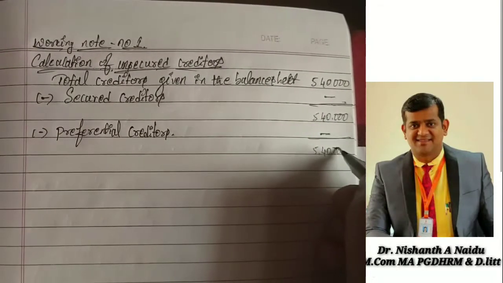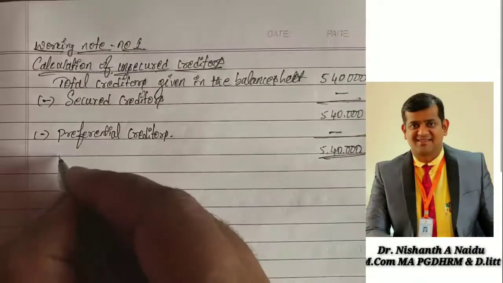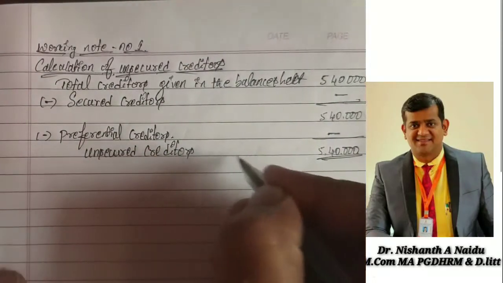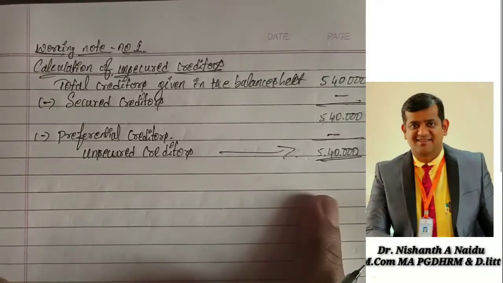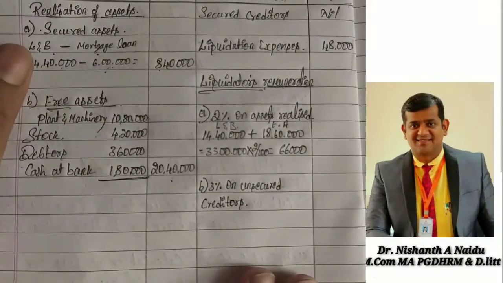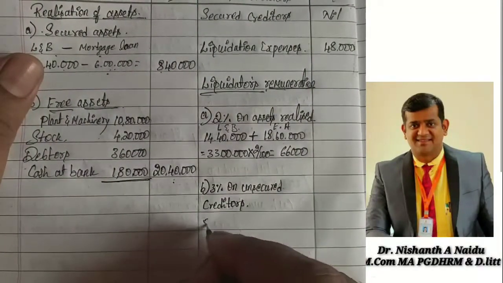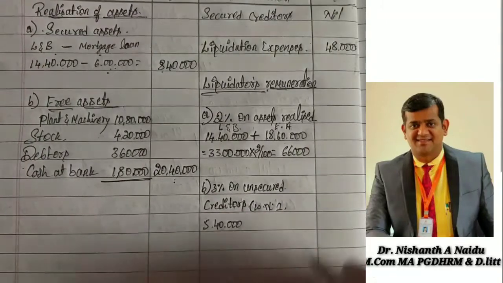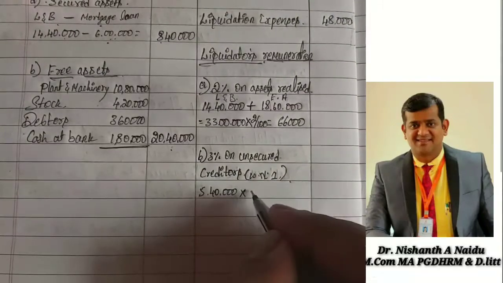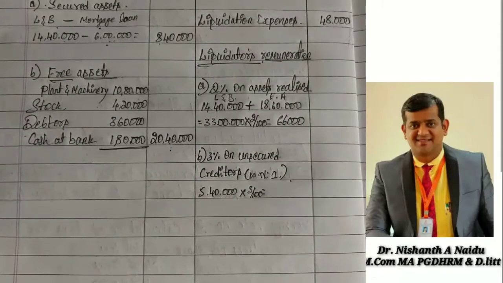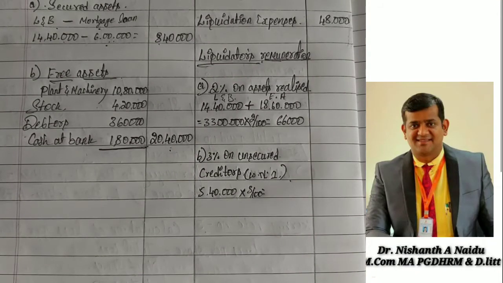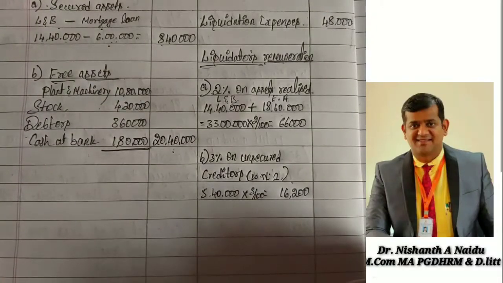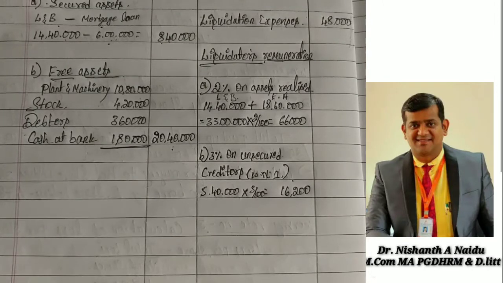So the rest, whatever we have, is called unsecured creditors. There is no change in the value of unsecured creditors. Unsecured creditors remain the same, 5,40,000 rupees. So now I am calculating, according to working note number 1, 5,40,000 into 3 divided by 100. 5,40,000 into 3%. So how much? 16,200.